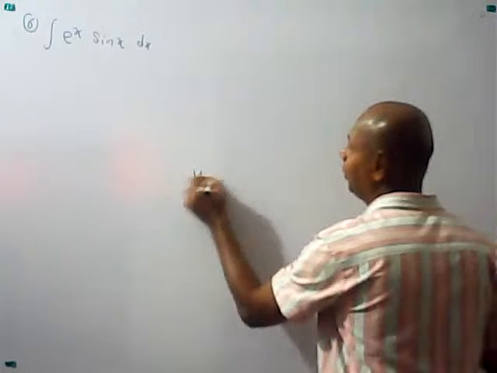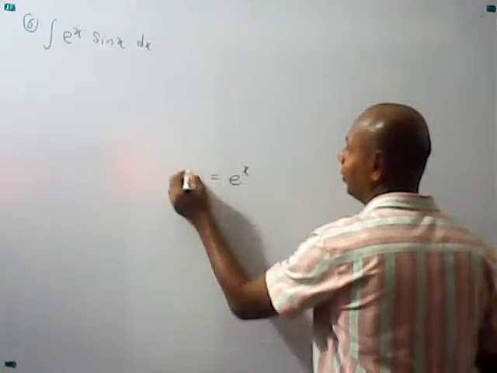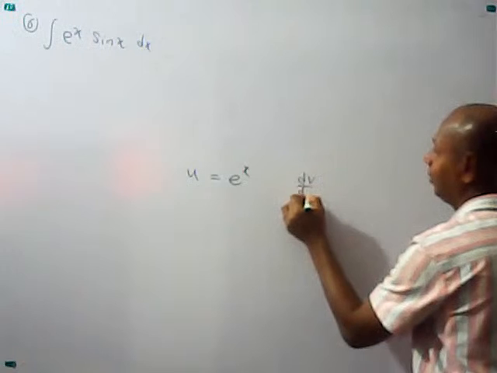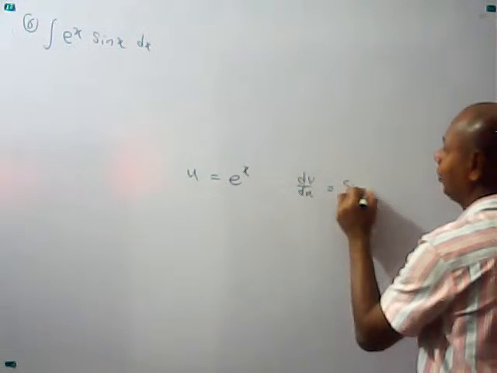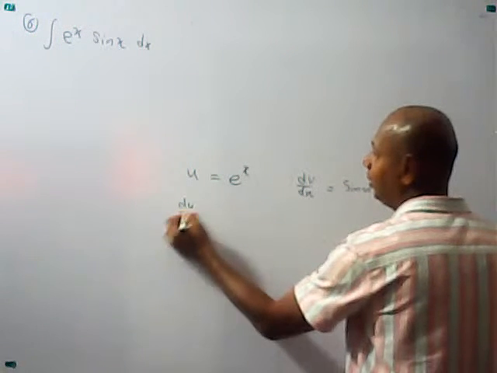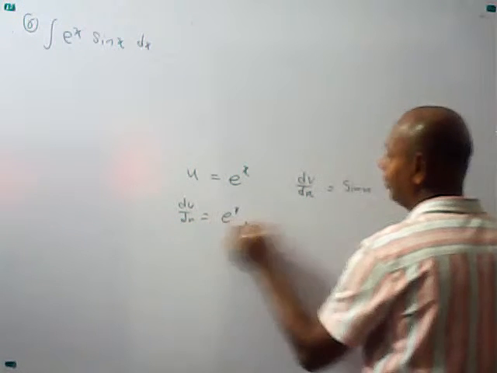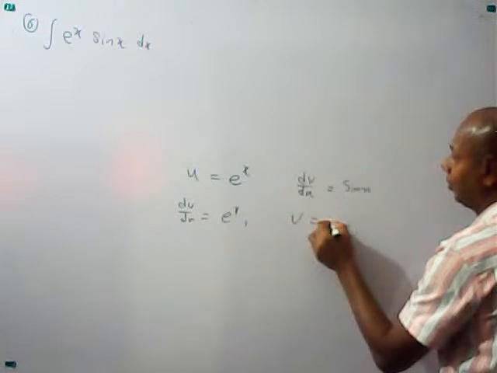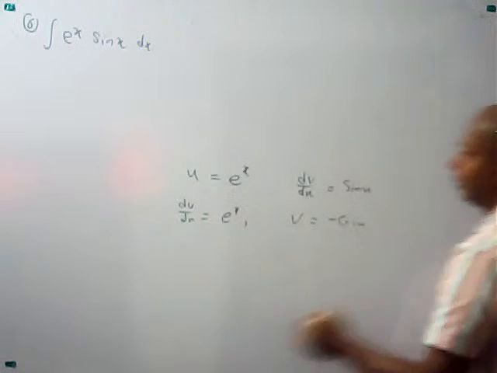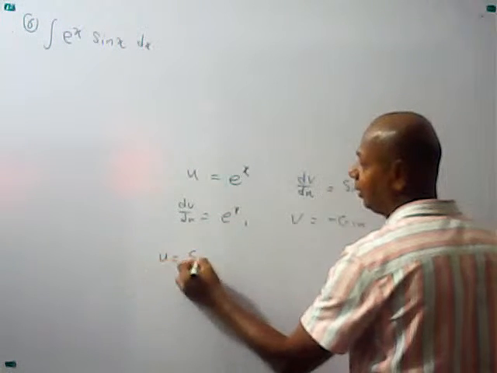So you take u equals e^x, dv by dx equals sin x. If you take this way, then du by dx will be equal to again e^x, v will be equal to minus cos x. You take it the other way around, u equals sin x.